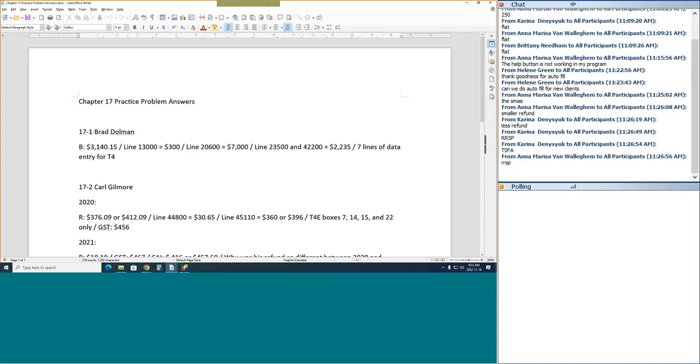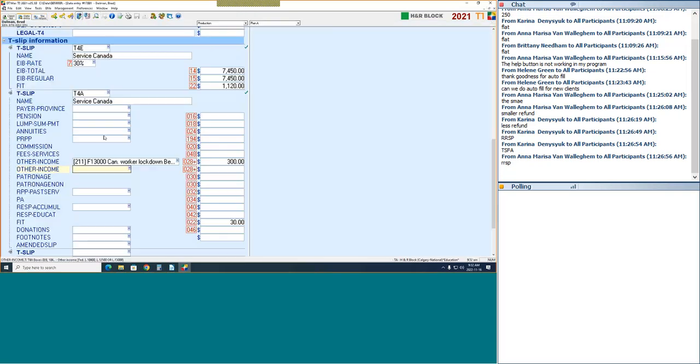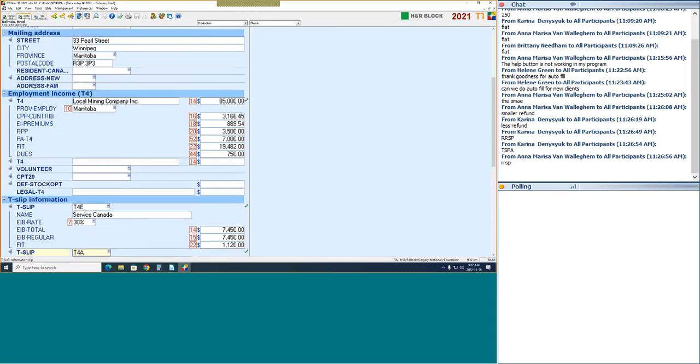And I want to double check that you did 7 lines of entry in the T4. So let's take a look at that. In the T4, what did we have to enter? We had to enter 14, 16, 18, 20, 52, 22, and 44. He did have union dues. We're not going to enter boxes 24 and 26 because they were the maximum. Good. Any questions about this one that I can help you with?